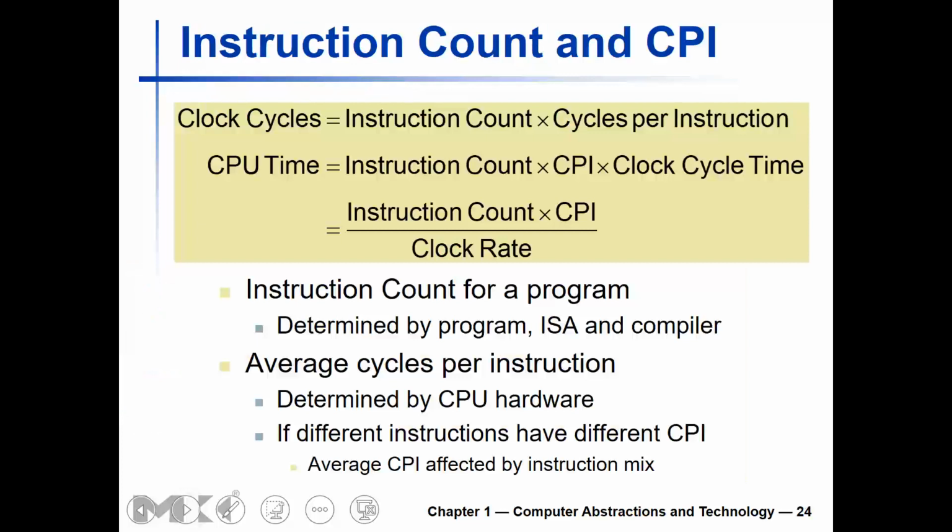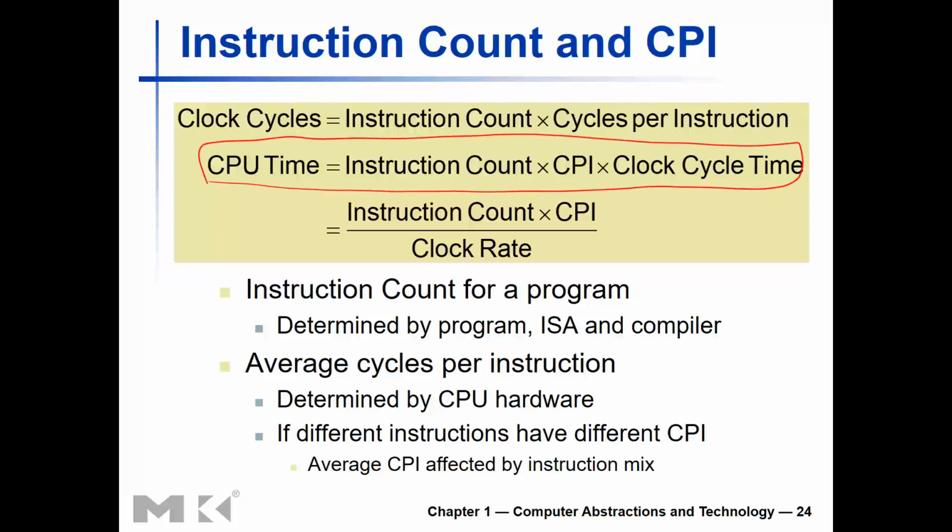Okay, so here is the formula that we will use: CPU time equals instruction count times cycles per instruction times the clock cycle time. Now you can take the clock cycle time down into the denominator and it becomes clock rate.